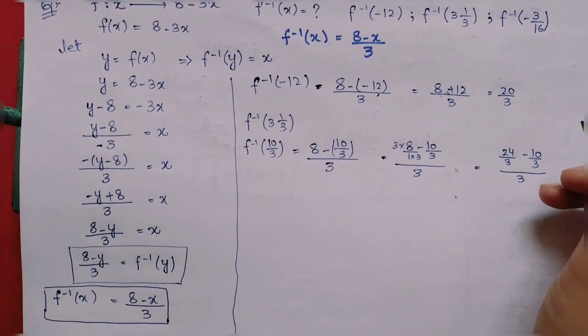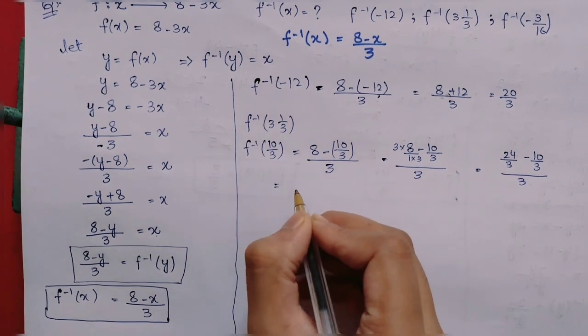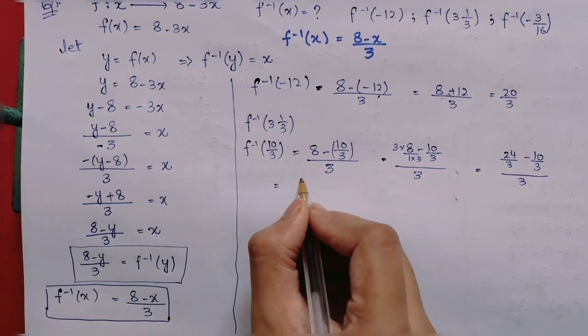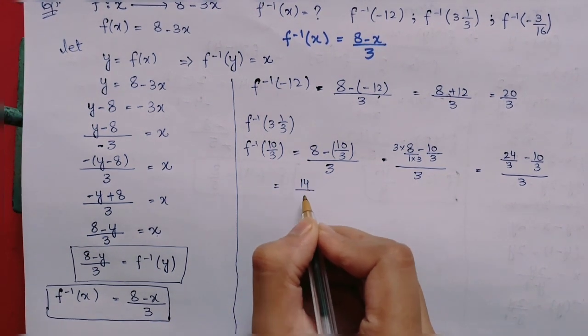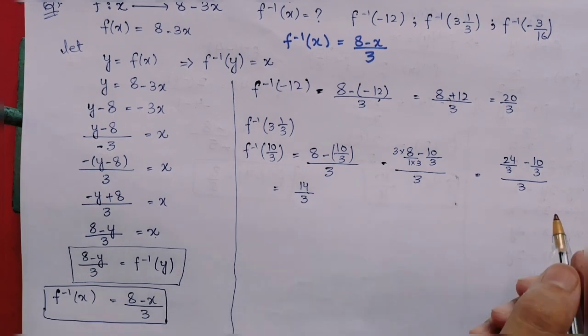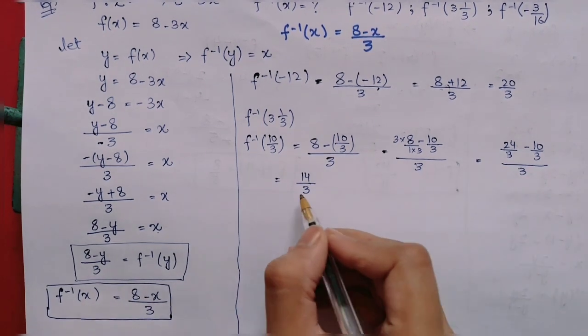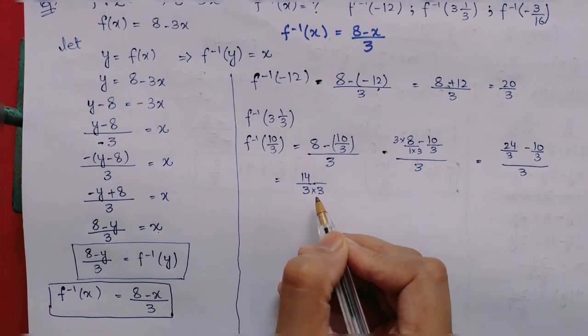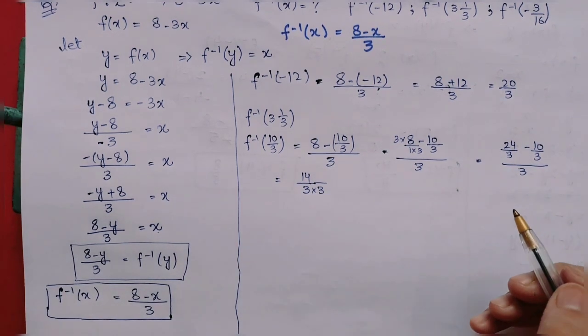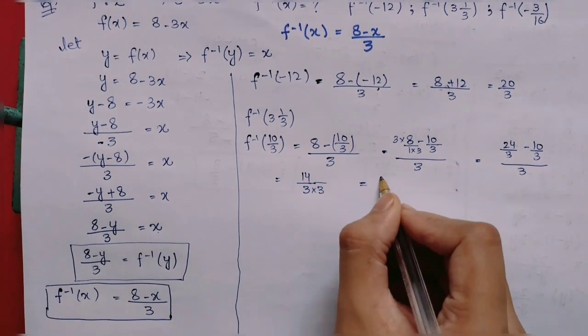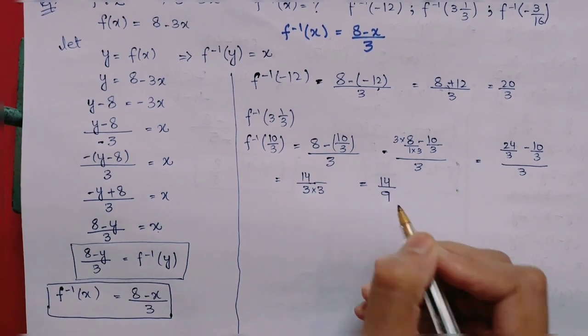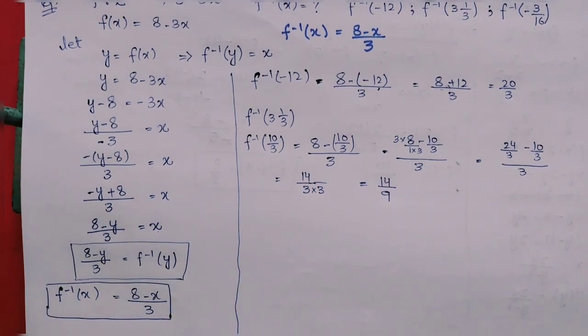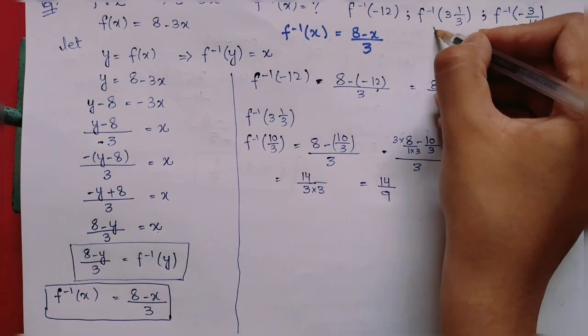When you see the denominator is the same, so 24 minus 10 becomes 14 over 3, and the 3 is in the denominator, so it will be multiplied by this 3. Both are in the denominator, make it one whole denominator. So your answer is 14 over 9. This is your second one done.